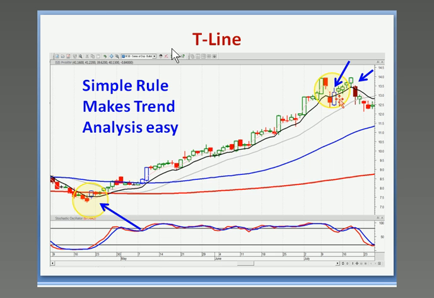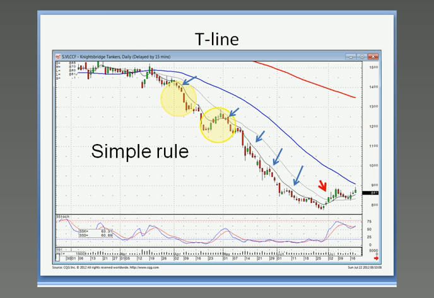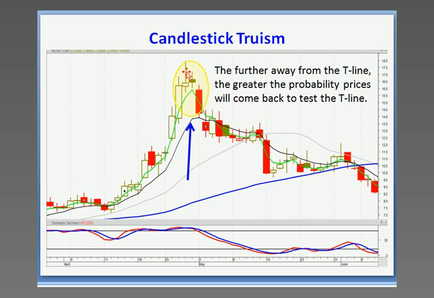Now this might seem very simplistic, but that's the benefit of candlestick analysis: as long as you make this a simple analysis without all the other convergences, divergences, volume, anything that everybody likes to add, it's just visual. It tells you when the trend is up. It also tells you when you see a sell signal and a close below the T-line, you're in a downtrend until you see a candlestick buy signal and a close back up above the T-line. With the truism that the further away you move from the T-line, the higher the probability you're going to come back and test it. Makes it very simple.